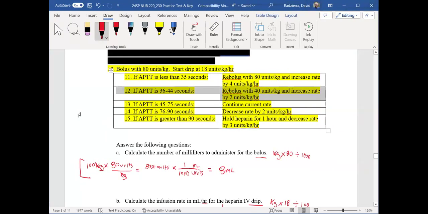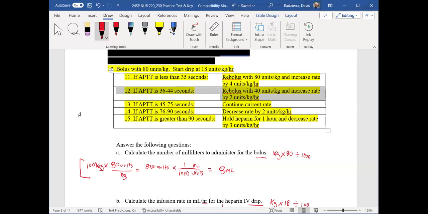Okay, so if it was 30 seconds, you'd look at step 11. If it was 50 seconds, you'd look at step 13. You just look at whichever one has the range that you're looking for. So what does step 12 tell us? It tells us to rebolus with 40 units per kilogram, and then it says to increase the rate by 2 units per kilogram per hour.